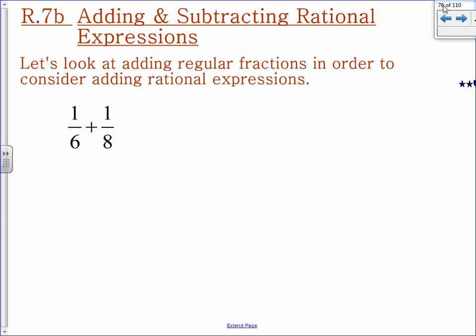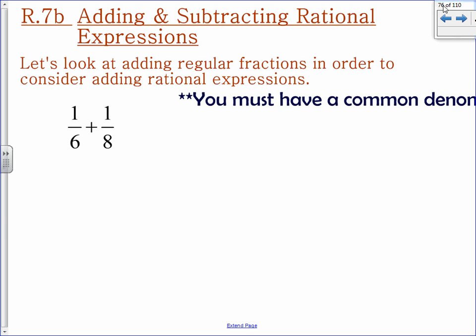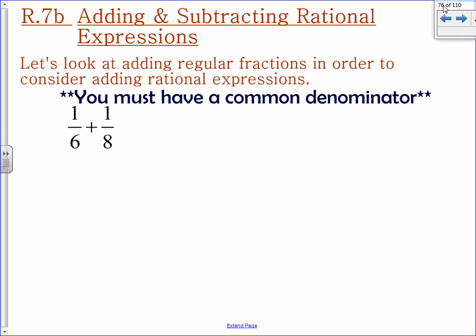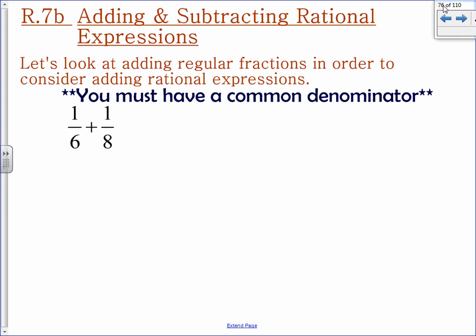So yesterday we focused on reducing, multiplying, and dividing rational expressions. Today our focus is going to be on adding and subtracting. And the thing that makes this particularly challenging is that you must have a common denominator.